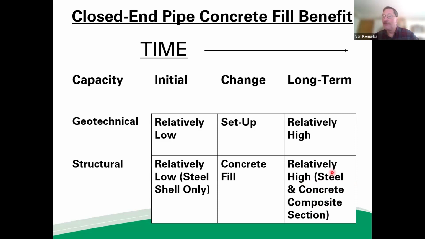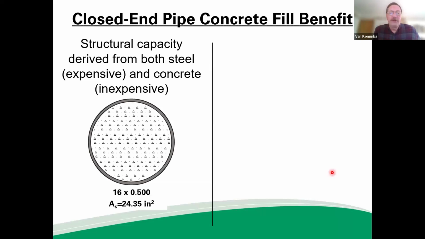So again, this is one of the benefits of a concrete filled pipe pile: changing its structural capacity over time, the same way that it changes its geotechnical capacity over time with setup. And to give us a sense of the economy of that, if you derive the structural capacity from both steel and concrete, and this is a 4,000 psi mix, a 6,000 psi mix is not that big of a cost increment. It doesn't cost that much more to put in a higher strength concrete, so these numbers would be even more illustrative.